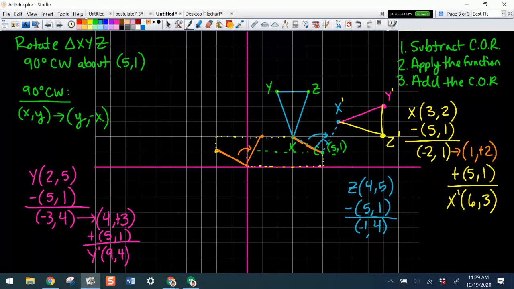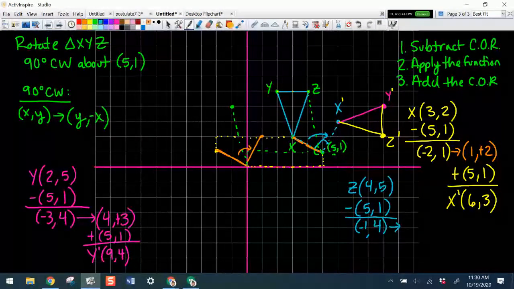And so again, what we're really doing here is we're shifting this left 5 and down 1. So let me show that. It will be located at (-1, 4). So this is where, quote unquote, z is after we have subtracted the center of rotation. So look how far z is from the center of rotation. Now look how far it is if we're assuming the center of rotation is the origin here.